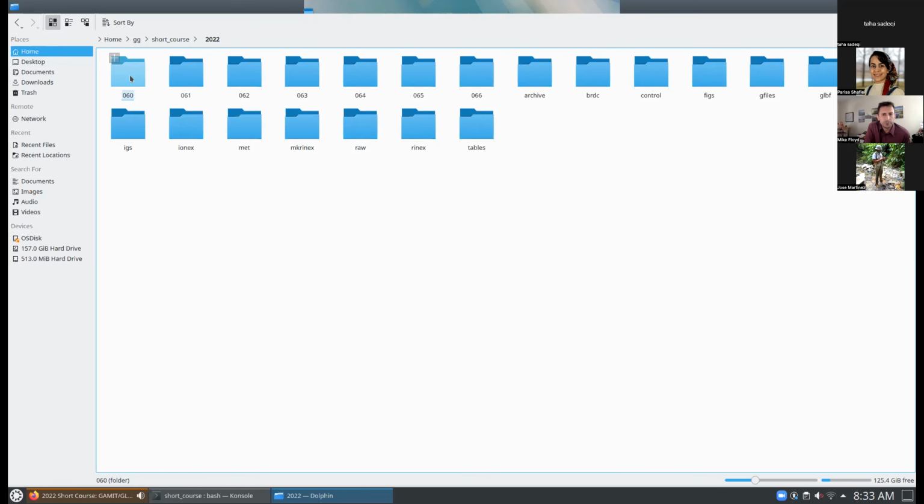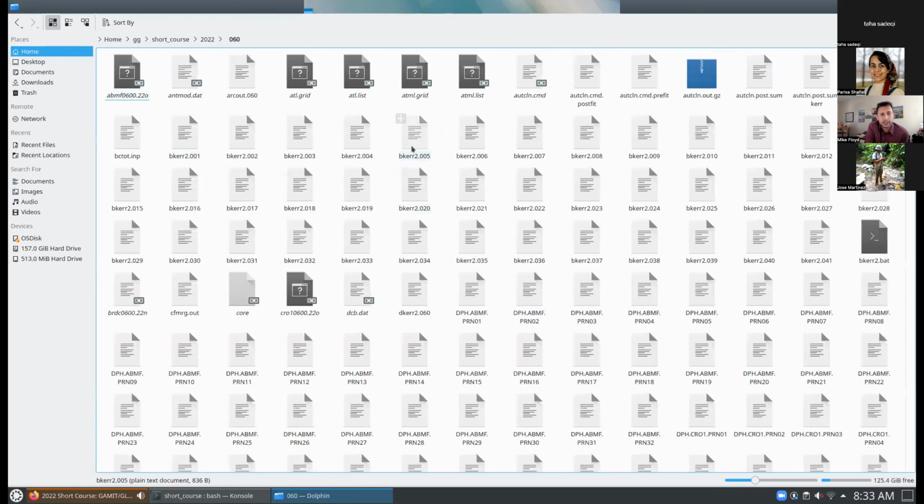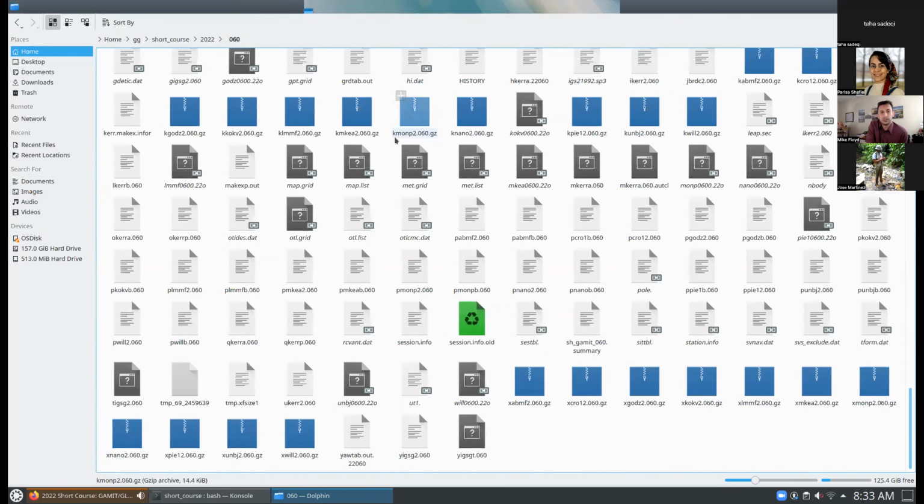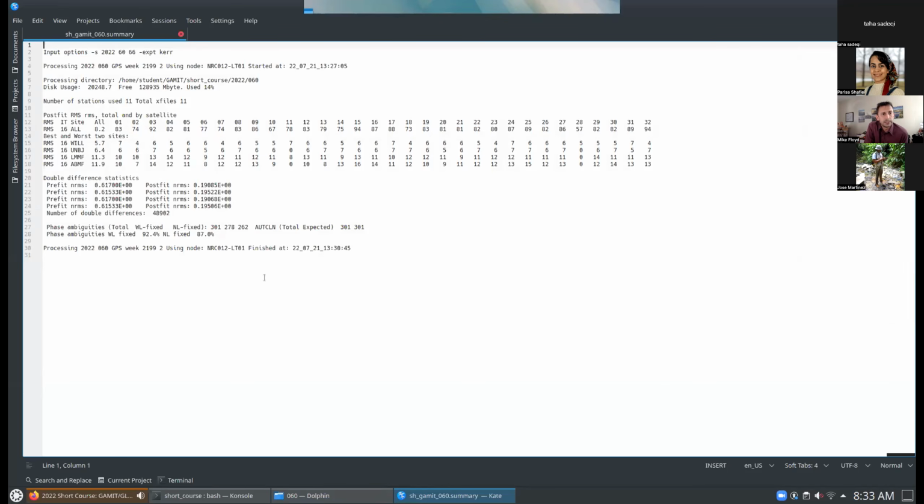Yeah. So often what we would do is go into that 060 directory, much like we did yesterday, and look at the sh_gamut_060.summary file. That will be a good place to start and see where we went. Okay, so we have input options, and we got 11 files being processed. All of those numbers look fairly good. You can refer back to one of the lectures that we had maybe on Monday or Tuesday regarding what this file should look like for a decent run.